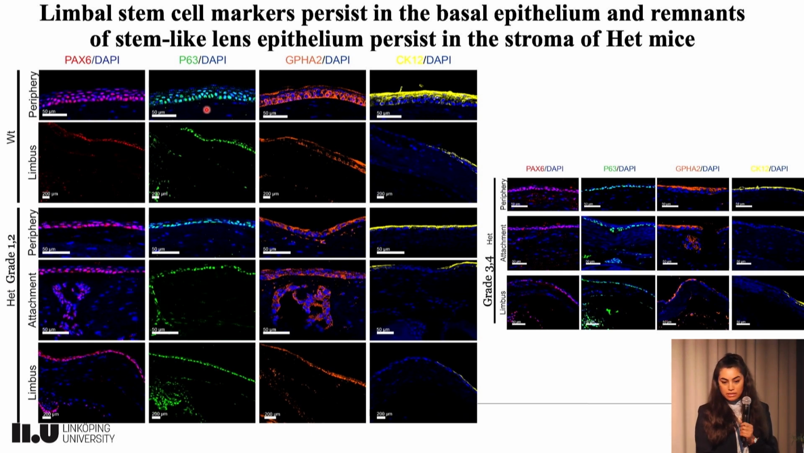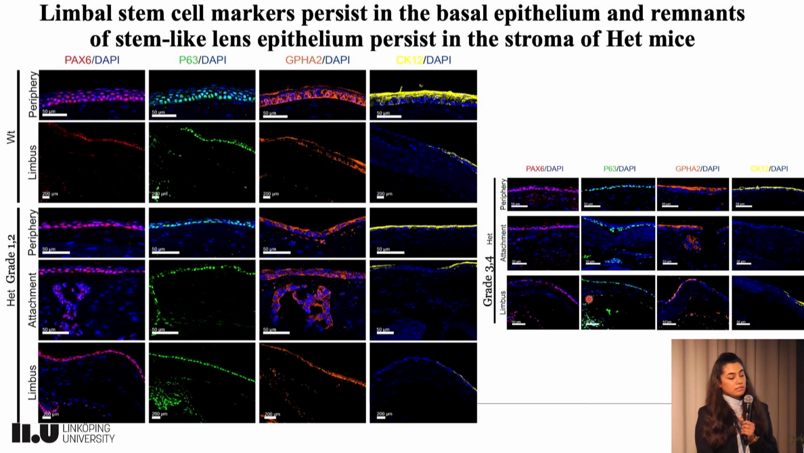As you can see here, we have the P63. We use P63 as a well-known marker for limbal stem cells, and GPHA2 as a novel marker for limbal stem cells. And here, as you can see in het mice, P63 expression was confined to the single layer of the basal cells in het mice compared to the wild type.